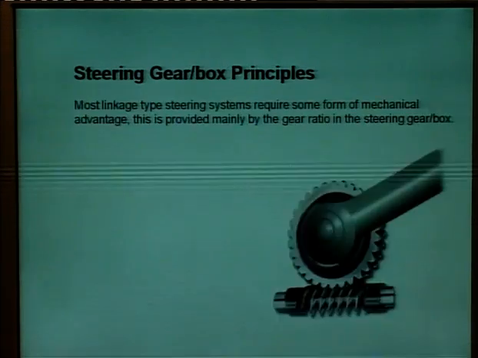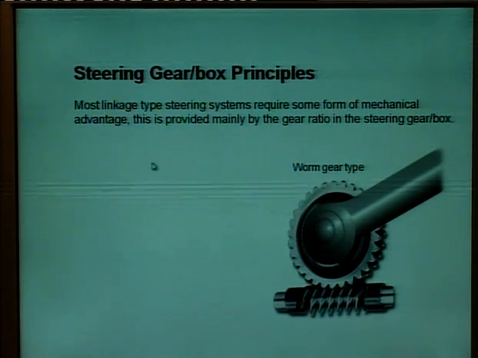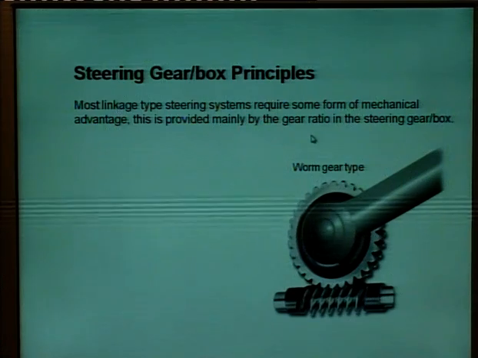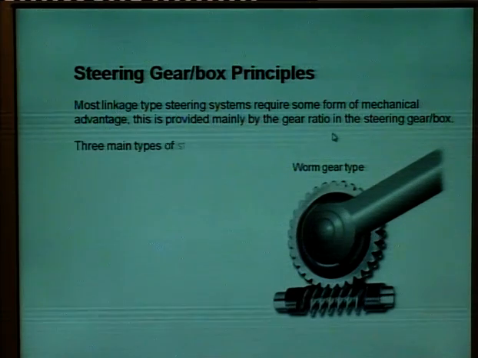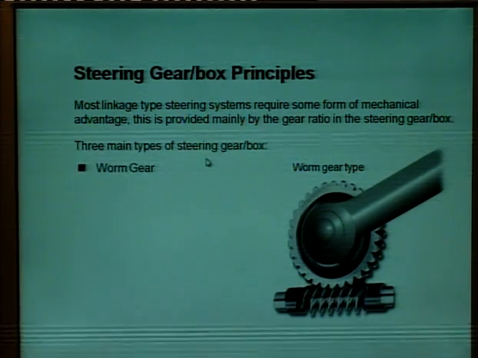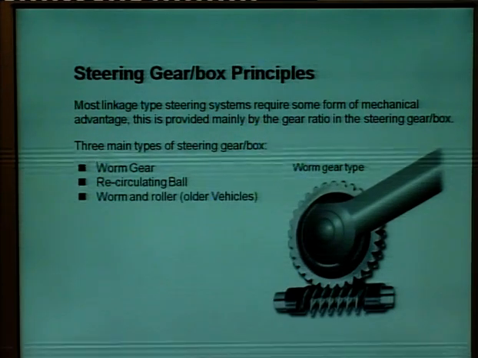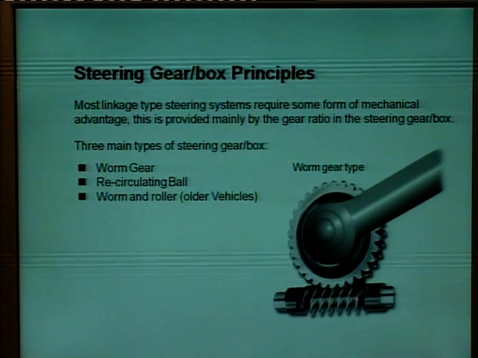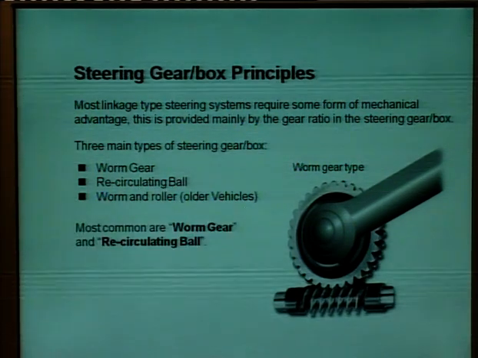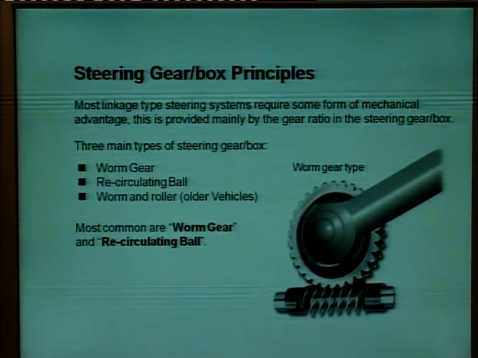So, steering gearbox principle. Most linkage type steering systems require some form of mechanical advantage. This is mainly provided by the gear ratio in the steering gearbox. There are three main types of steering gearbox: worm gear, recirculating ball, and worm and roller, which are used in older vehicles. Then the most commonly used are the worm gear and recirculating ball type systems.